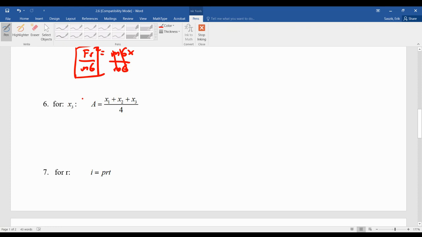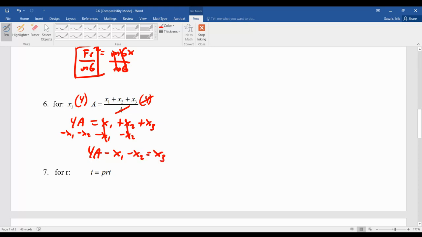I would get rid of this denominator first. Multiply both sides by 4. That cancels. So now you have 4a equals x sub 1, plus x sub 2 plus x sub 3. You want to subtract this. So remember, we have to subtract both of those things. So we get 4a minus x sub 1 minus x sub 2 equals x sub 3. And we're all set. Okay. If you had written 4a minus x sub 2 minus x sub 1 equals x sub 3, that's okay. That's the same thing.